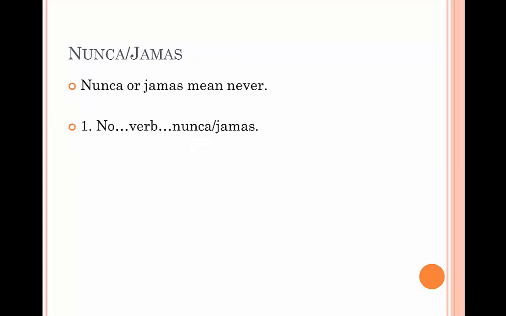Firstly, we're going to look at nunca or jamás. This means never. What we have to do is position either nunca or jamás after the verb. So we have no plus the verb plus nunca or jamás. For example, nunca he mirado, or no he mirado nunca. Nunca is one of these words which we can place in front of the verb itself, but we're going to be looking at these exceptions at the end. However, for the purpose of this example, we can have no he mirado nunca or nunca he mirado.